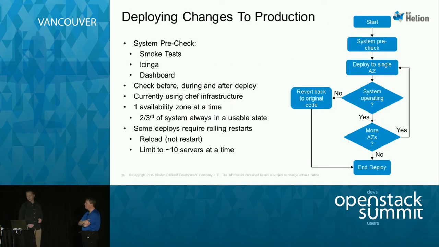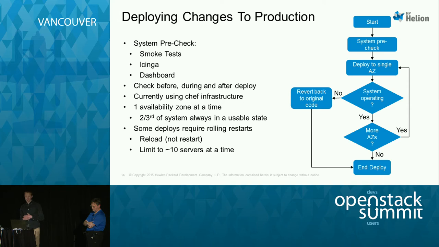And this slide here is just how we do our production deployments. We have a particular way of doing this. The two main aspects of it are, first of all, we make sure the system is completely clean before we start. We do a pre-check where we make sure our smoke tests are all running to completion, that our Icinga is green across the board, that there are no errors, no problems, no warnings, no drives down. And also we have a quick look at our dashboard to make sure there are no odd trends. We want to make sure that everything just looks normal.